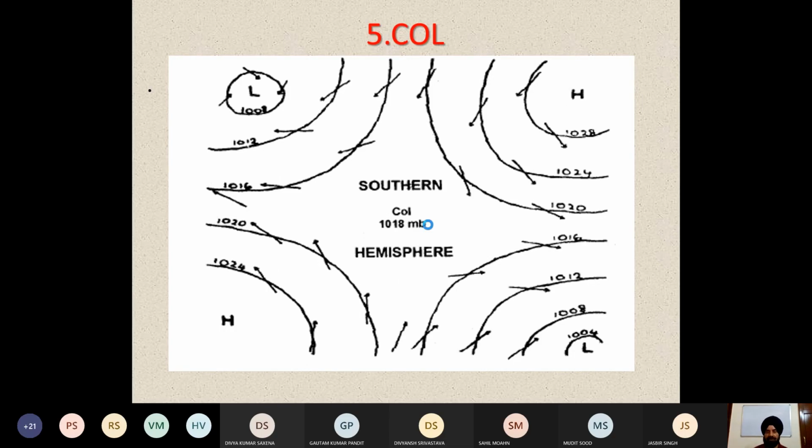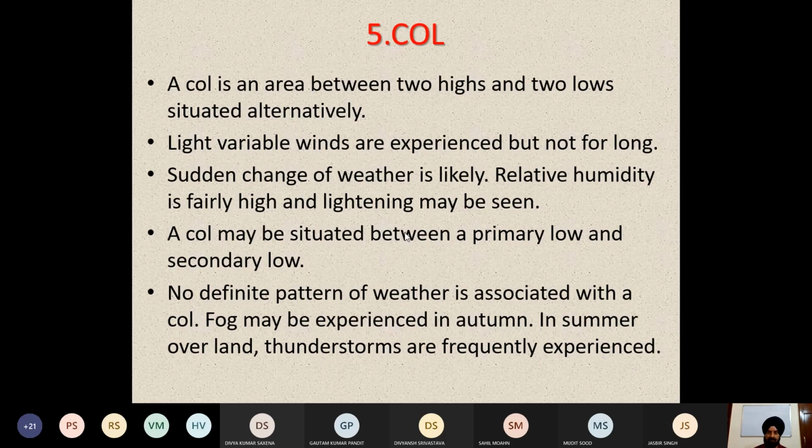Now col is an area between two highs and two lows situated alternatively. Light variable winds are experienced, but not for long. Sudden change of weather is likely because there are highs and lows situated quite close. So anyone jetting into it, you know that there will definitely be a pressure gradient existing, and the winds will have a tendency to go from high pressure to low pressure. So sudden change of weather is likely, relative humidity fairly high, lightning may be seen.